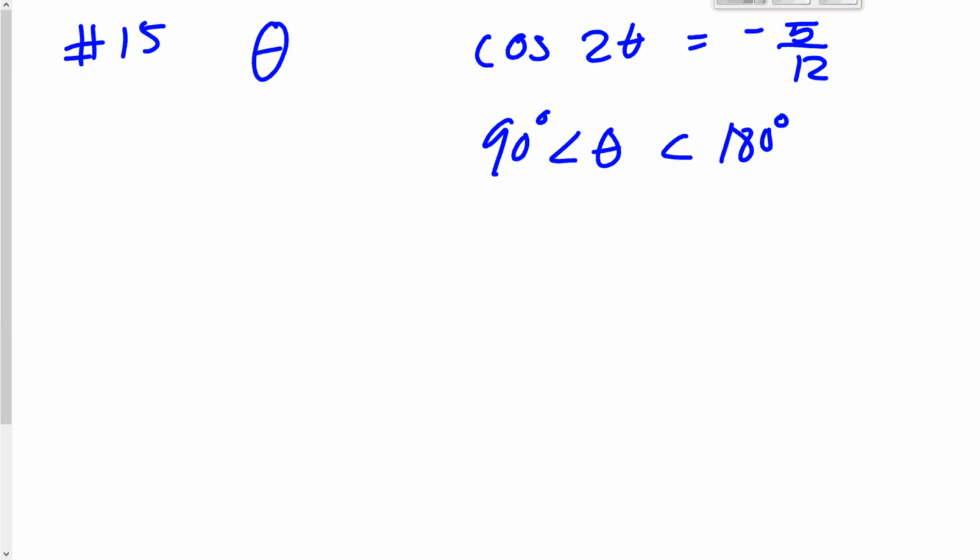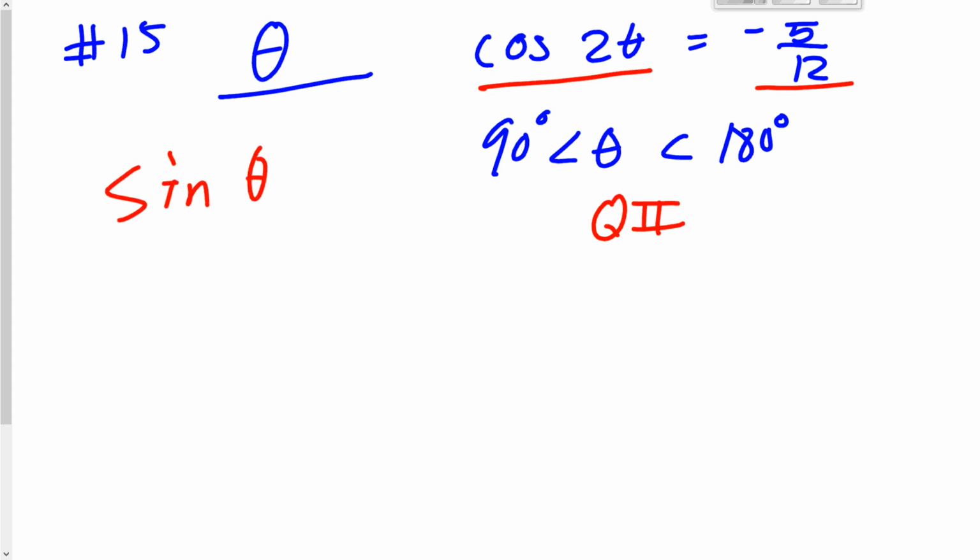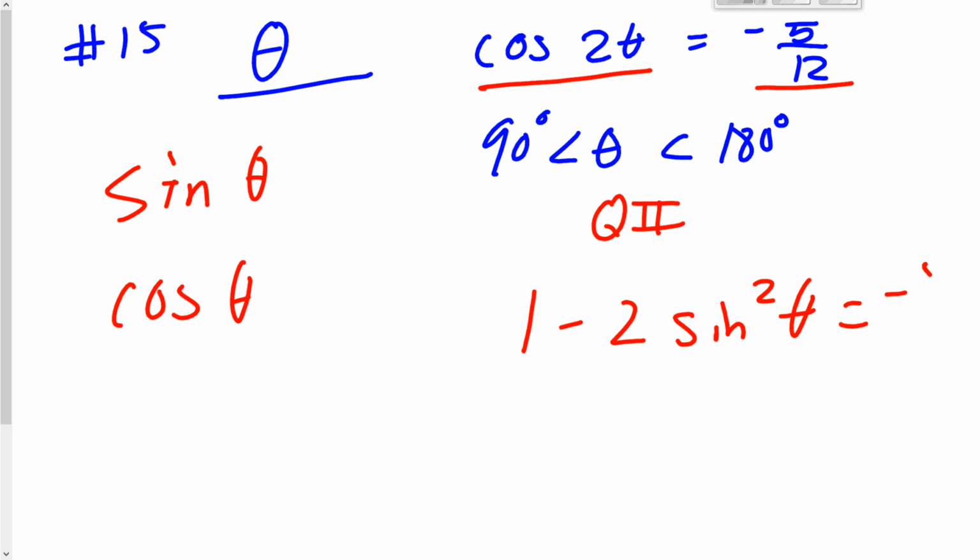Okay, so we're trying to find theta when cosine of 2 theta is -5/12, and our angle is in the second quadrant. Okay, so we're trying to find sine of theta and cosine of theta. Alright, so we're not actually trying to find theta, we're just trying to find what is sine of theta and cosine of theta. Given that cosine of 2 times theta is -5/12, well, just like the last one, we can use this for the double angle of cosine.